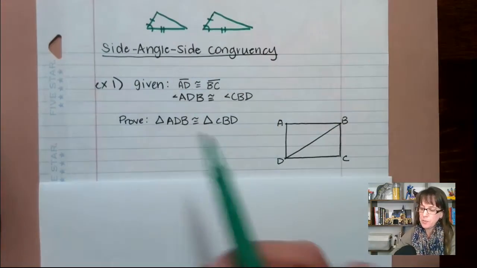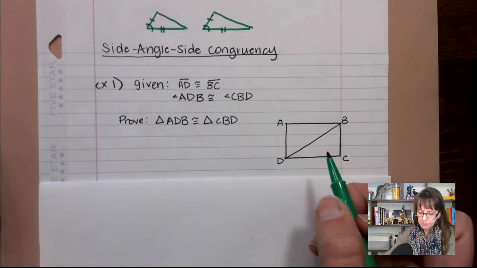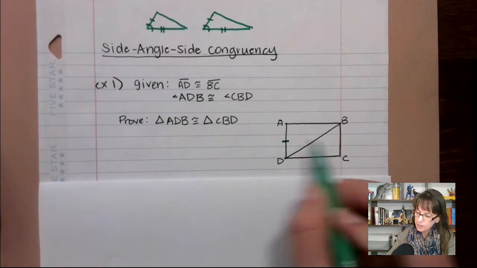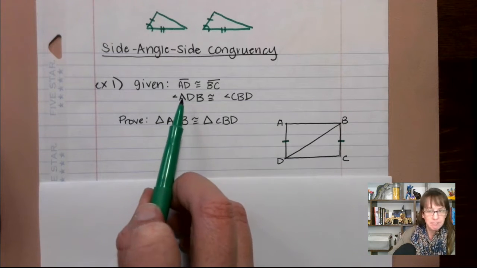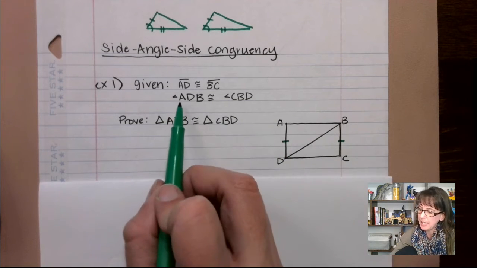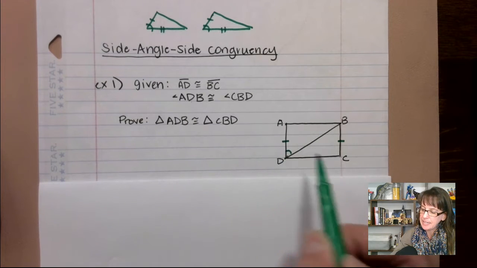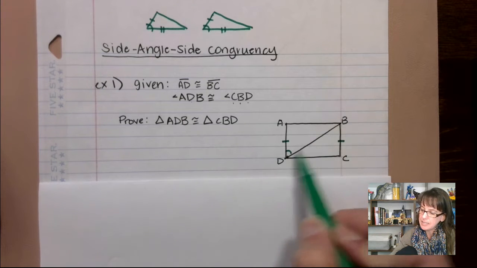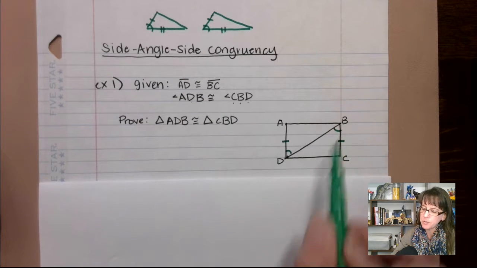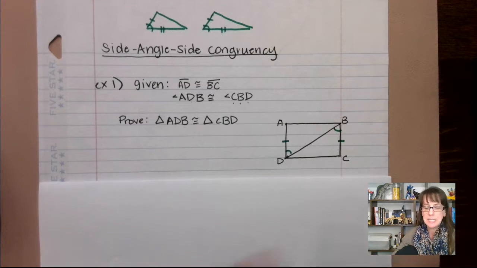First things first, we are given AD is congruent to BC. All right, and then we know angle ADB, so that's this angle right in here, is congruent to angle CBD, so that's this angle right in here. We know those two are congruent. Now let's prove triangle ADB is congruent to triangle CBD.